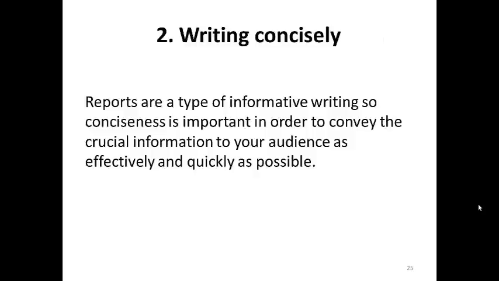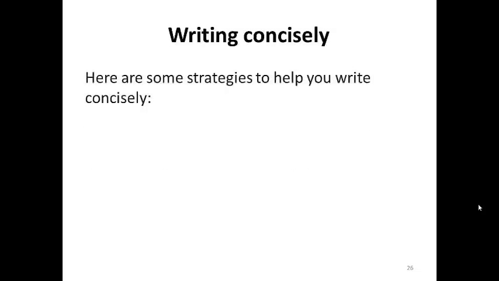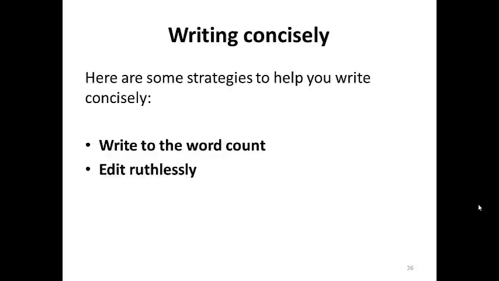Now, tip number 2 on being academic in your writing is to write concisely. So reports are a type of informative writing, and conciseness is important to convey the information that your audience needs as effectively and as quickly as possible. So how can we be concise in our writing? First of all, you should write to the word count. So keep in mind how many words you are allowed to write in your report and make sure you keep within those confines. Edit ruthlessly.